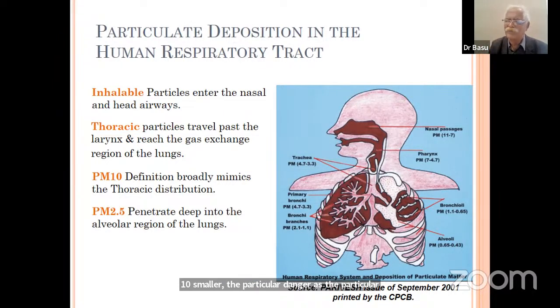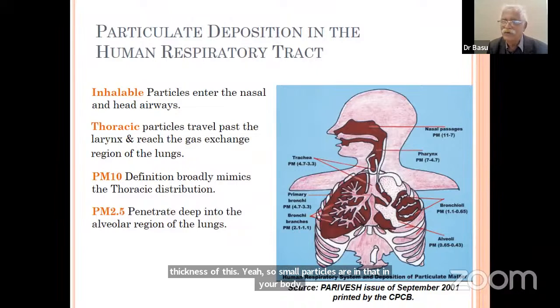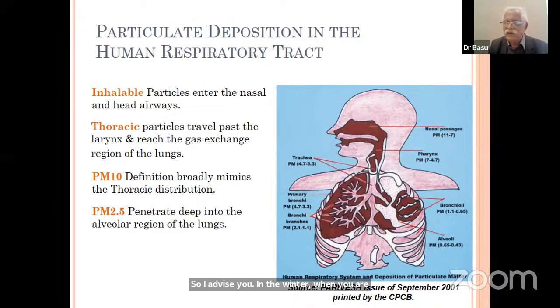PM 10, PM 2.5. PM 2.5 is 1/10 of your hair, that thin it is. Just take out a hair, and if you catch PM 2.5 from the air, you will see it is 1/10 of the thickness of this hair. So small particles are entering your body. So I advise you, in the winter, when you are going out, take a small mask and then come to the school.